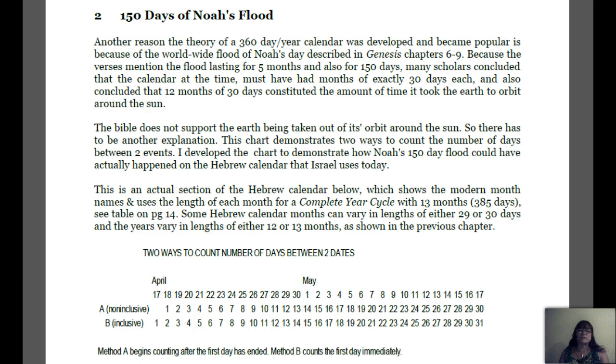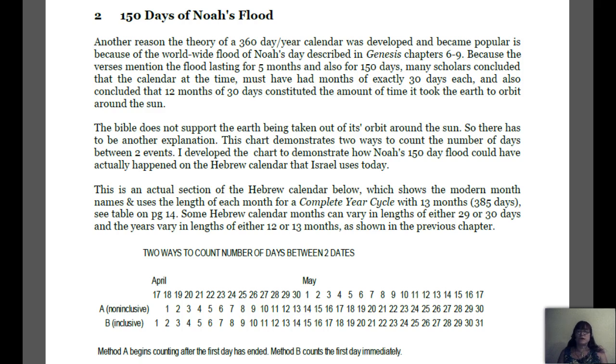Because the verses mention the flood lasting for 5 months and also for 150 days, many scholars concluded that the calendar at the time must have had months of exactly 30 days each, and also concluded that the 12 months of 30 days constituted the amount of time it took the earth to orbit around the sun. The Bible does not support the earth being taken out of its orbit around the sun, so there has to be another explanation. This chart demonstrates 2 ways to count the number of days between 2 events.